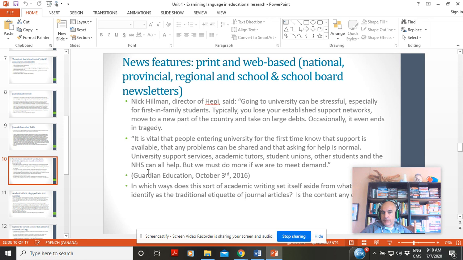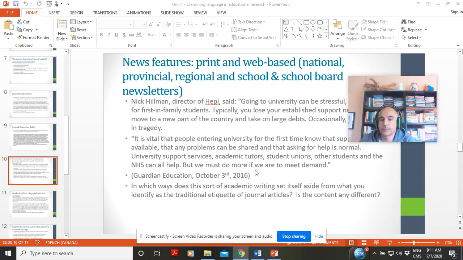So I've given you something from the Guardian Education, something that I've cited many times. I cite the Guardian and other education supplements in various national publications. And the question I have for you here, after you've read it, is: in which ways does this sort of academic writing set itself aside from what you identify as a traditional etiquette of journal articles?